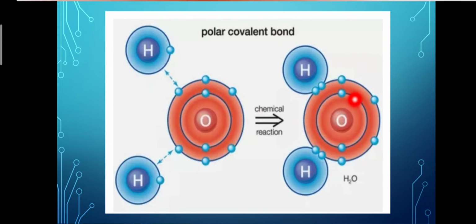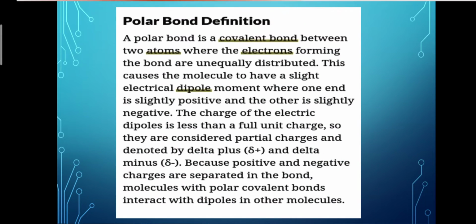Oxygen has greater electronegativity than hydrogen atom. So these bond pair electrons spend more time on the oxygen atom than the hydrogen atom. So a polar bond is a covalent bond between two atoms where the electrons forming the bond are unequally distributed.